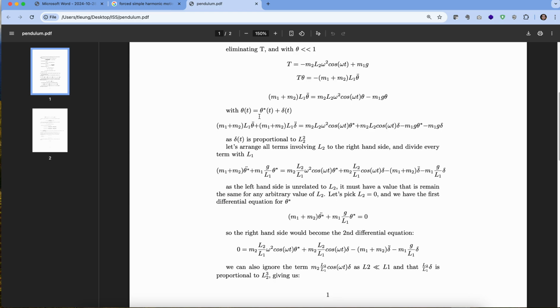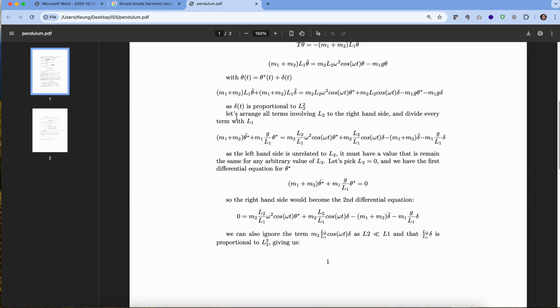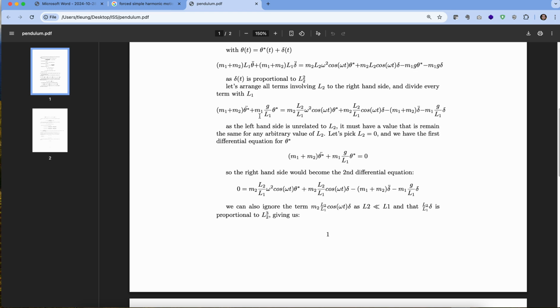We plug it in and expand it, and because delta is proportional to L2, let's arrange all terms involving L2 to the right hand side and divide every term by L1. Here we got this expression. So the left hand side has nothing to do with L2, and the right hand side are all relating to L2.